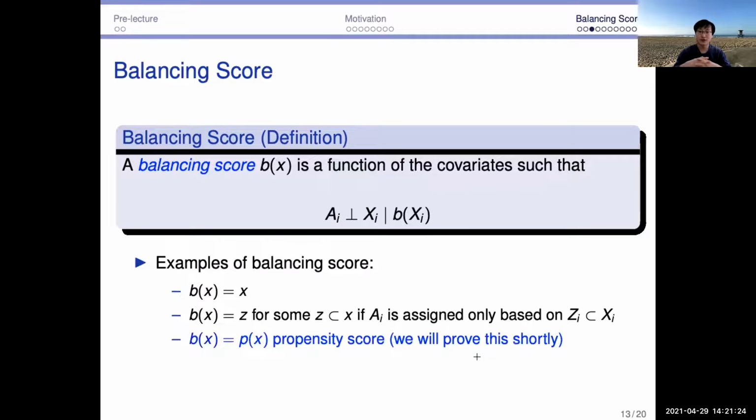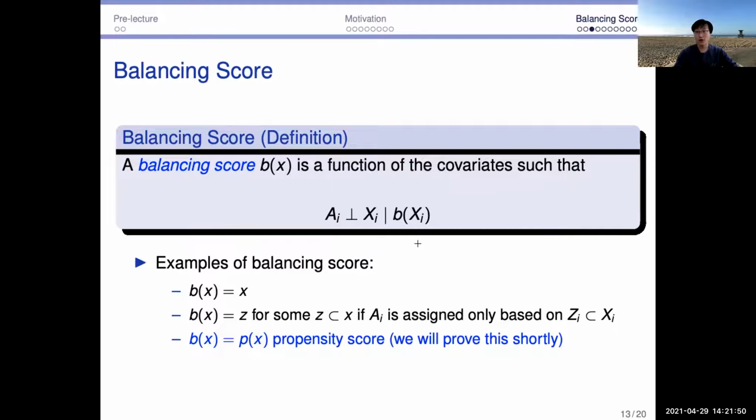A third example, which is the most relevant for our discussion here, is that we can choose B of X to be the propensity score. So propensity score is the probability of receiving treatment given X. And we'll prove that the treatment is independent of covariates conditional on the propensity score.